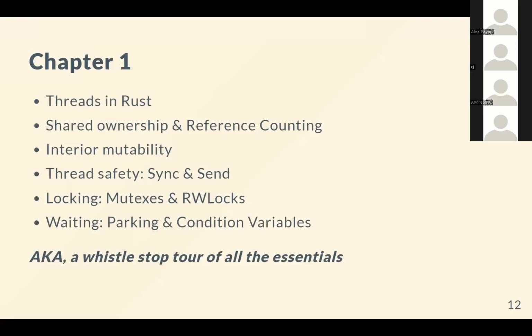So chapter 1 covers threads in Rust, shared ownership and reference counting, interior mutability, thread safety and the traits Sync and Send, locking through Mutexes and read-write locks, and waiting using parking and condition variables. So yeah, it's a whistle-stop tour of all the essentials.